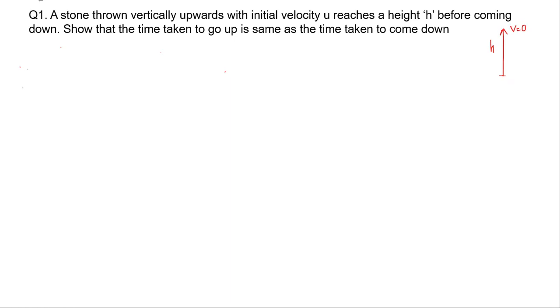So let us assume that the time taken by the object to go up is equal to t. Now, when the object reaches this height, velocity will become 0 and it falls down. Okay, same height here also, h only. This is the displacement. Height is equal to displacement. Now, when the object is coming down, we know initial velocity is 0, so in this case u will be 0. Okay, and the time taken, let it be t dash. We have to show that t is equal to t dash, that is, the time taken to go up is the same as the time taken to come down. So let us start with the solution.